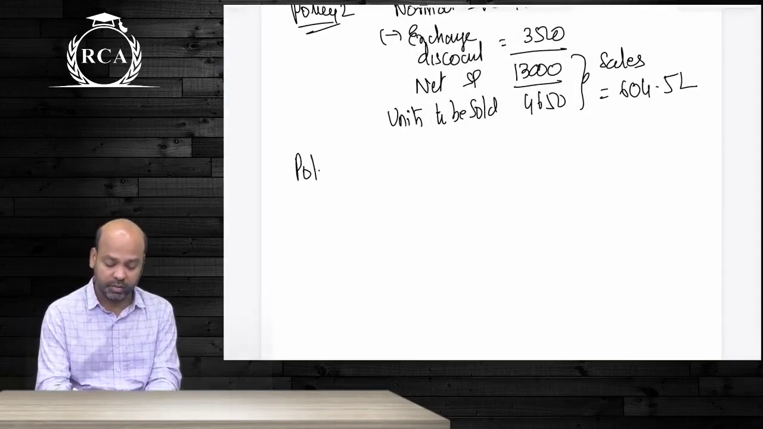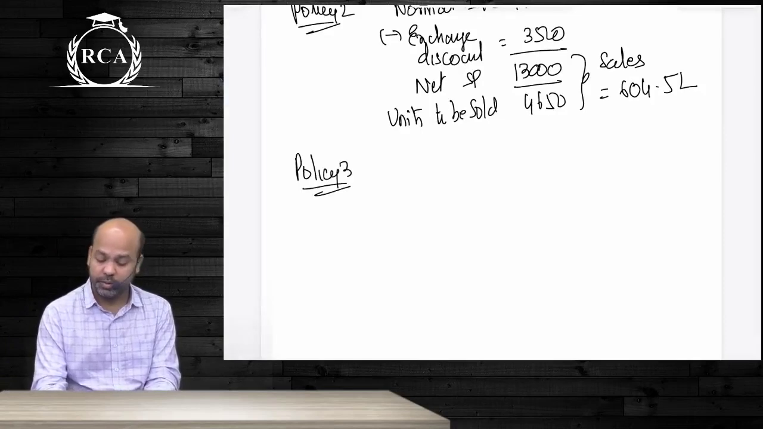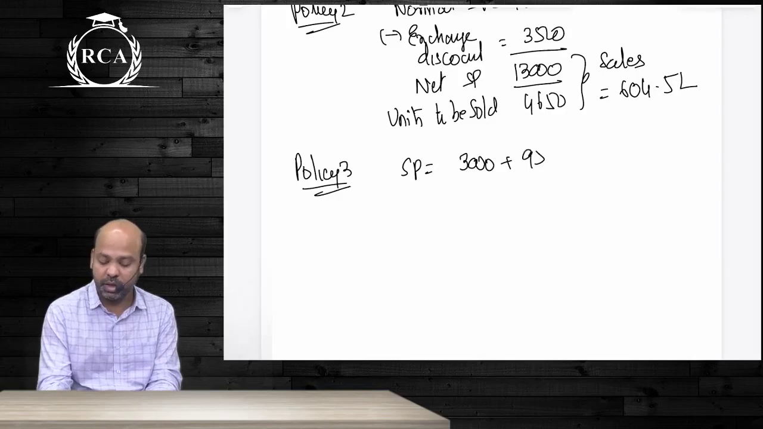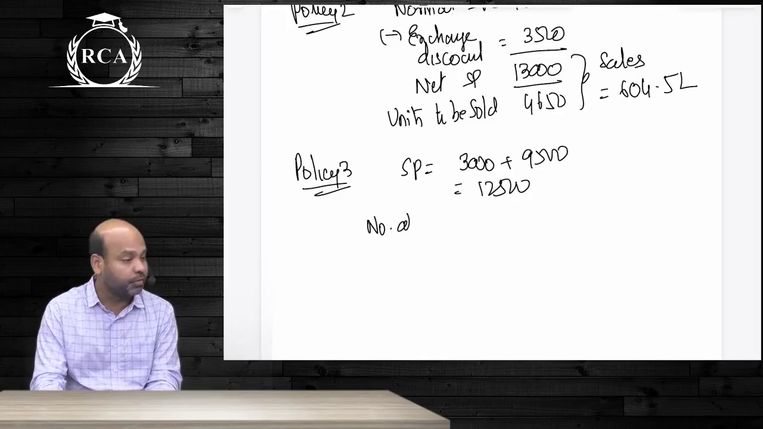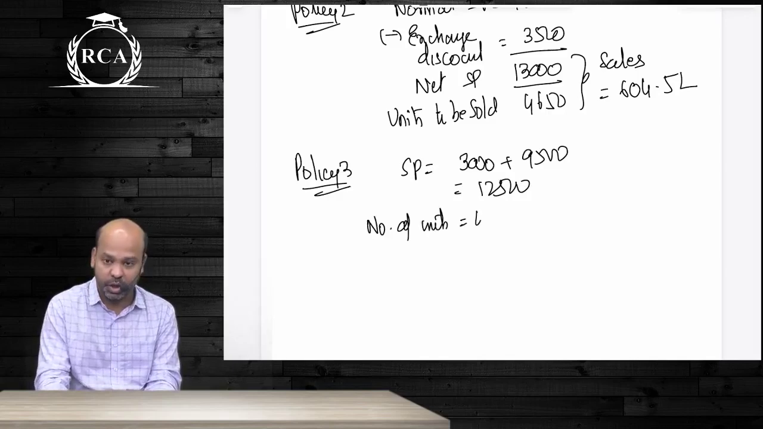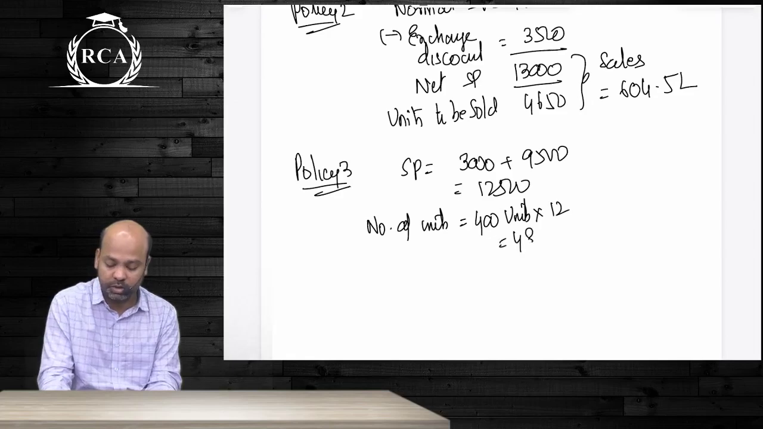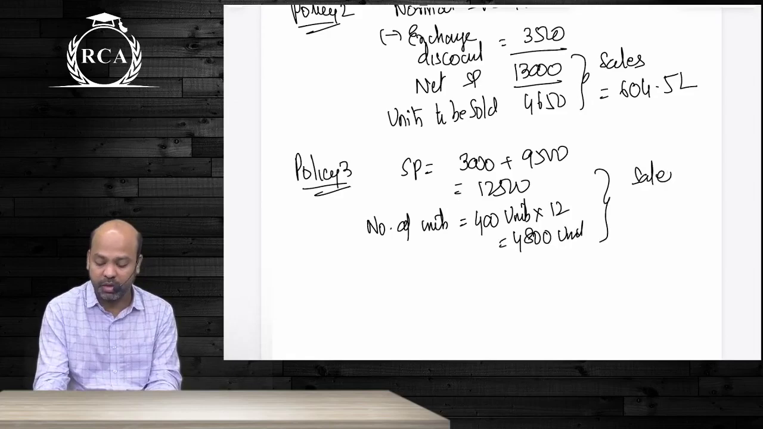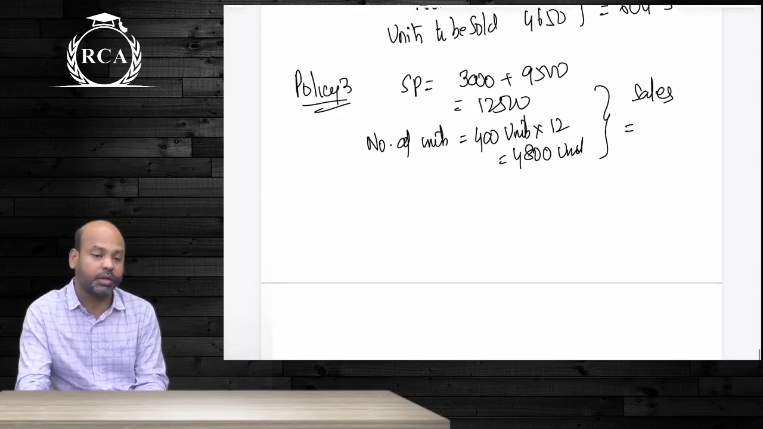Policy 3, guys. Selling price beta is 3,000 plus 9,500, 12,500. Number of units, guys, are 400 units per month multiplied by 12 months, which is 4,800 units. My sales beta will be 12,500 into 4,800.